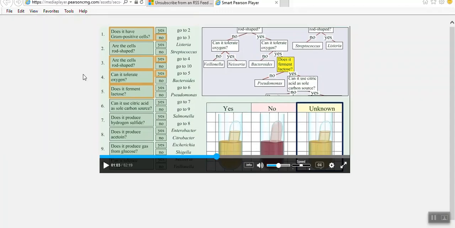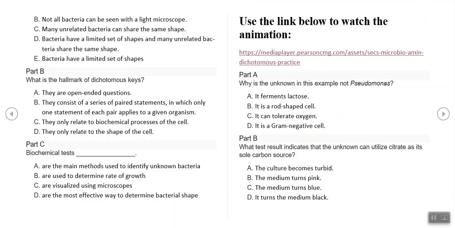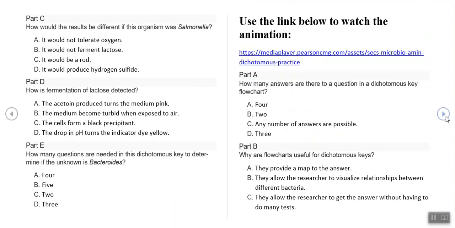All right, so now getting back to our questions, we're going to watch another animation. In this next animation, and remember the links to all of these animations are going to be in the description box, we'll watch this next video. So pause me and then come back.